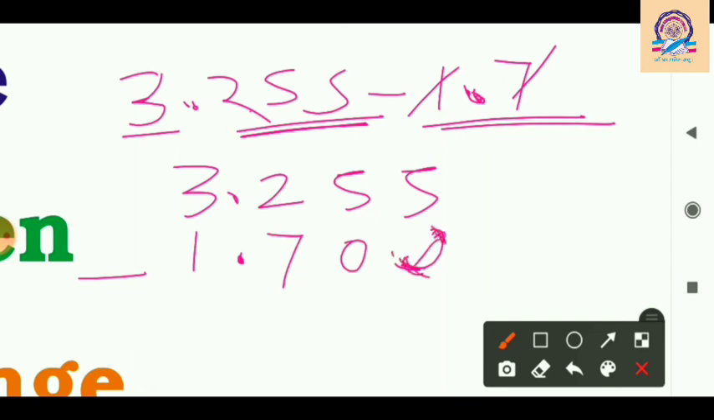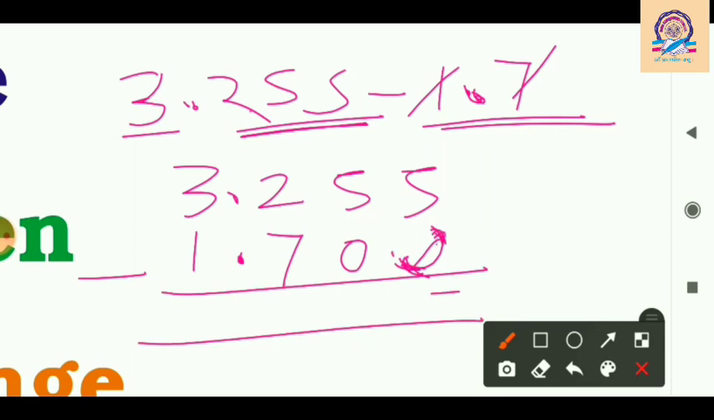Now take a subtraction line. 5 minus 0, it is 5, because from the right side we have to start the subtraction. 5 minus 0, it is once again 5, but here we have 2 and 7. So take a borrow from the 3. So it will become 10. 10 plus 2, 12. 12 minus 7, it is 5, and here is 2. So 2 minus 1, it is 1. So 1.555. This is the difference of these two numbers.